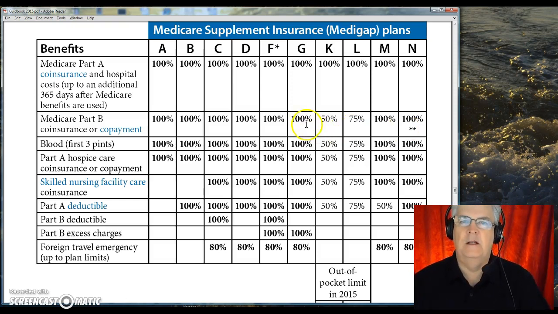So that's one thing. The Plan G over here does cover 100% of it with no stars. Let's go down to blood, first 3 pints. Plan G covers 100% of that. Plan N, yes, it does cover 100% of that. Part A hospice care, coinsurance or copay: Plan G, 100%, which is great. Plan N, 100%, which is great. Skilled nursing facility care coinsurance, Plan G covers 100% of that. Again, Plan N does cover 100% of that. Part A deductible, Plan G covers 100% of that. So does Plan N, which is fantastic.